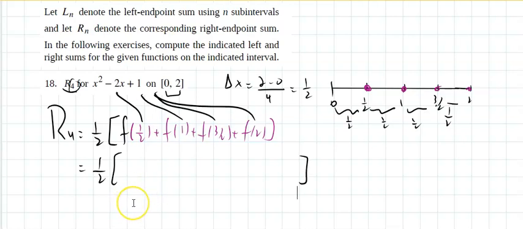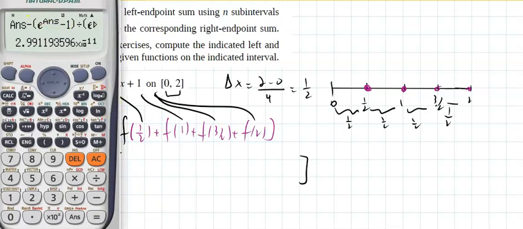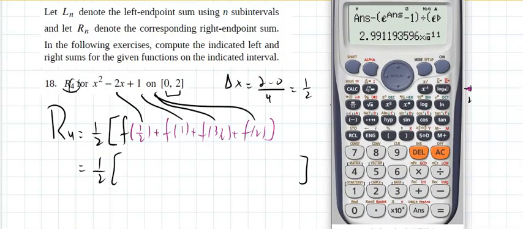We have to evaluate that 4 times. So if I take 0.5 as the first, 0.5 enter, I'll take my answer squared minus 2 times the answer plus 1. So f of 1/2 is 1/4. That's very good. You could write it in decimal, you could write it in fraction, it doesn't matter. I'd probably say fraction is quicker.